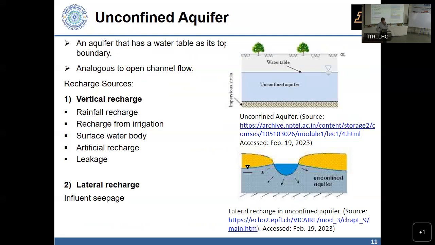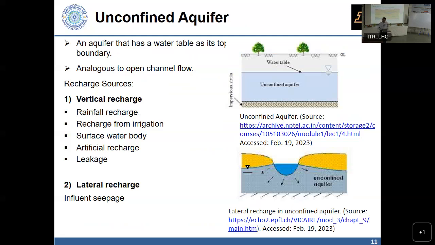And of course leakage. And then lateral recharge: if it's in direct hydraulic contact with the stream, then depending on the height of water in the stream, and depending on the shape of the water table in the adjoining aquifer, the stream could be supplying water to the aquifer, or like I said, we could be losing water, with the aquifer supplying water to the stream.